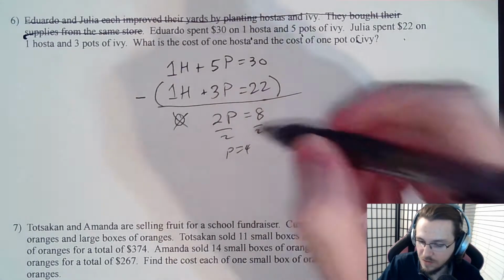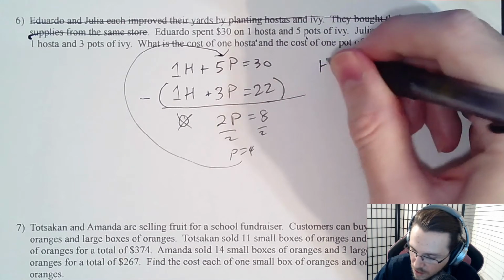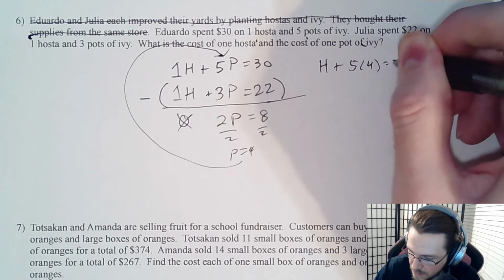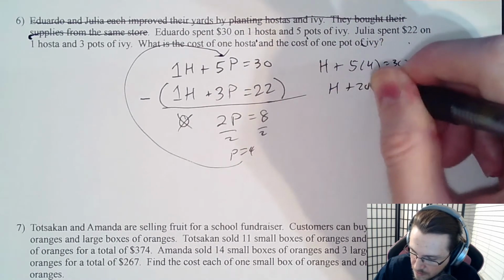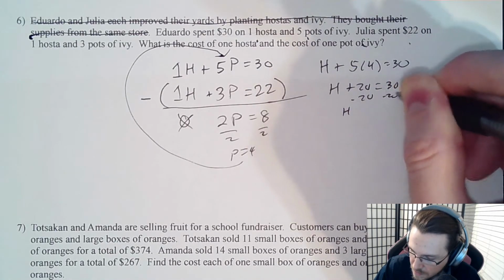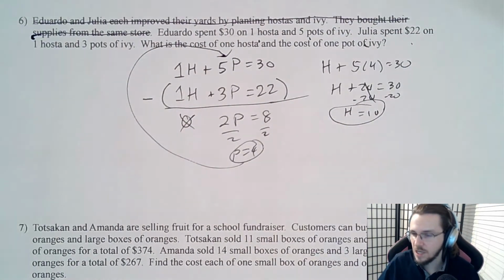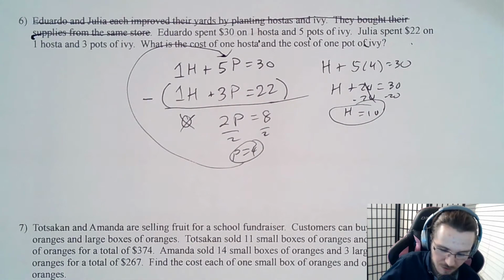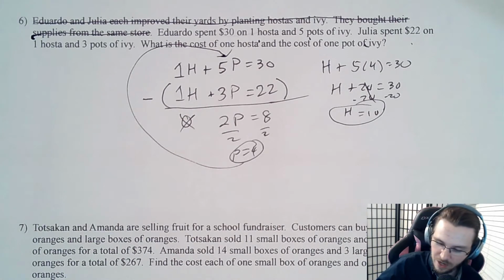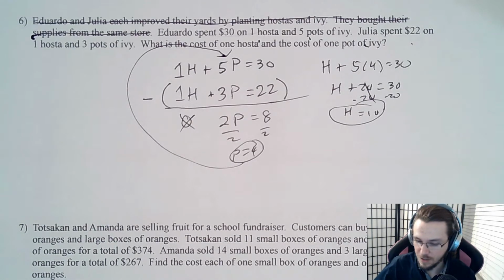And now if p is equal to 4, we can substitute it back into the original equation. We don't need to write the 1 in front of the h. Subtract 20 on both sides. h is equal to 10, and there we go. If you wanted to be really fancy and full English sentence it out, you could say one hosta costs $10 and one pot of ivy costs $4, but we're not going to go there. Don't want to go there.